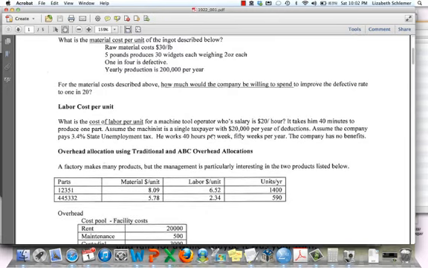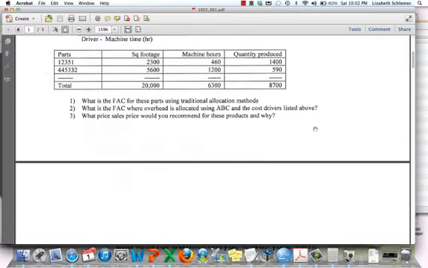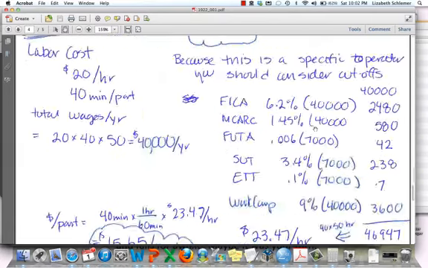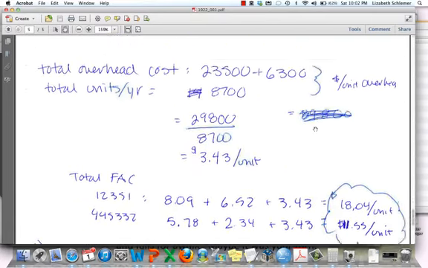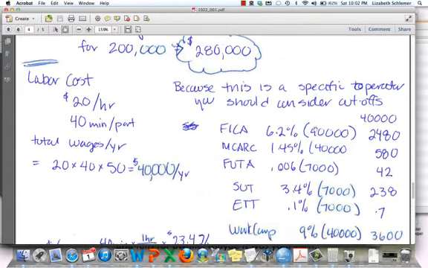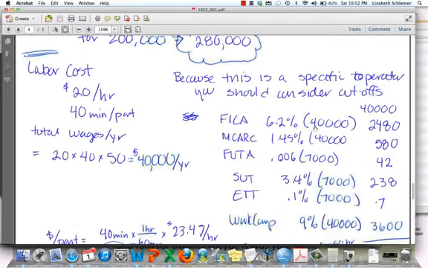So the next problem I'm going to look at is this problem of labor cost per unit. So go ahead and scroll down here and look at that solution. Okay, so in this labor cost, before when I was doing labor cost, what I did is I just added up these percentages and then took that percentage and multiplied it by the hourly rate.